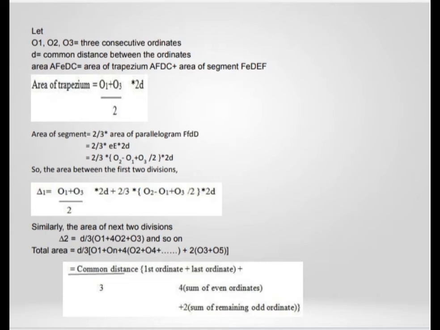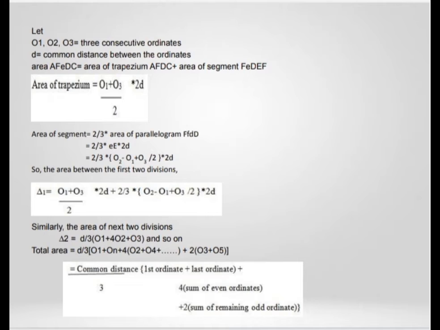So the area of the next two divisions is area of 2 is equal to v over 3. Then we have 0, 1 plus 4, 0, 2 plus 0, 3, and so on. Take note that we are referring to the figure that I present to you. So the total area is this, or what we see. So we have here the common distance is d over 3, which is the first ordinate plus the last ordinate, plus 4 from sum of even ordinates, and plus 2 of sum of remaining odd ordinates.